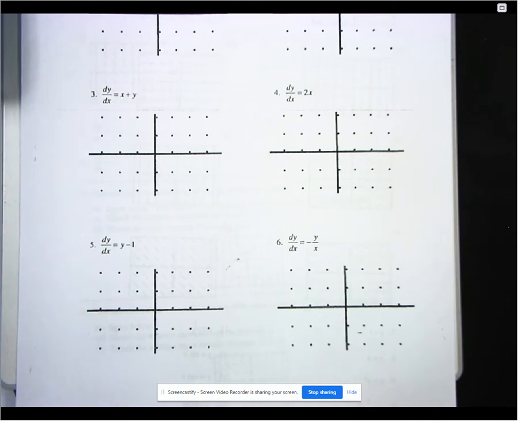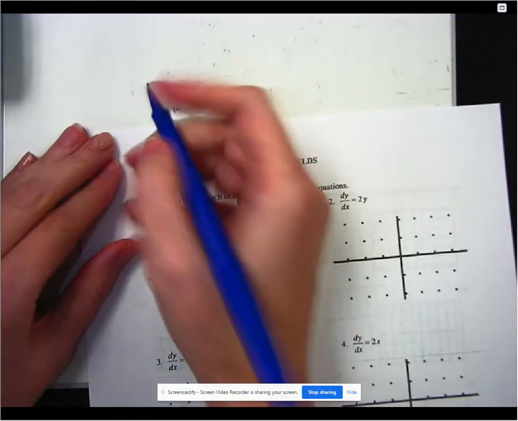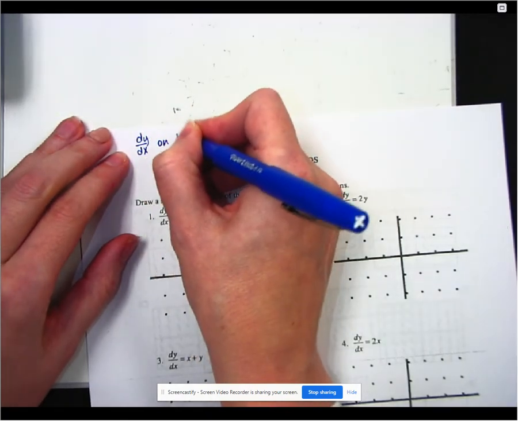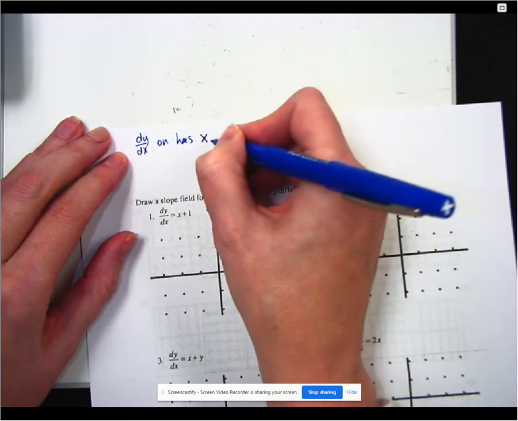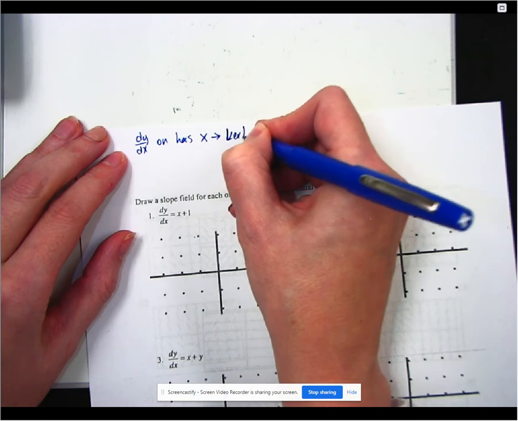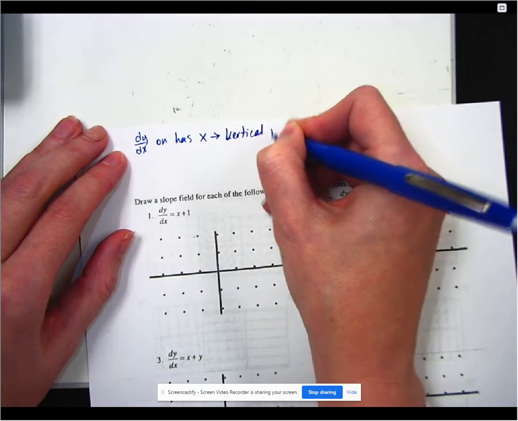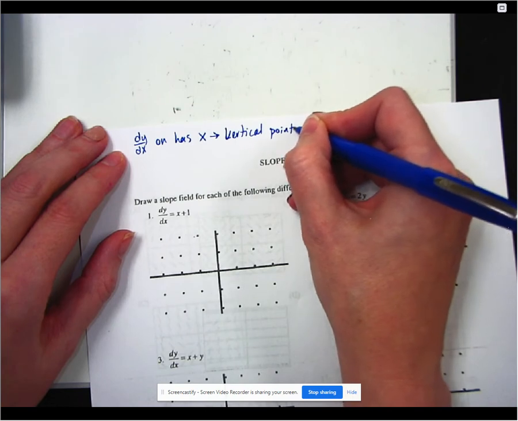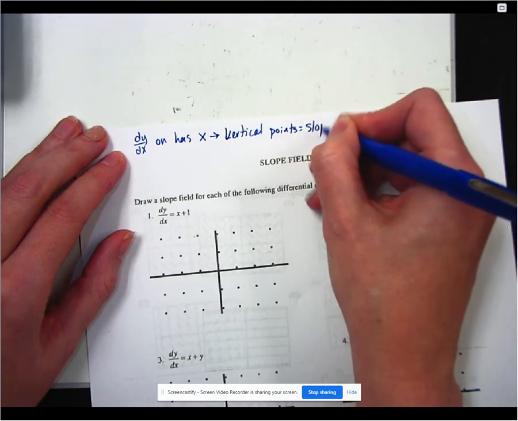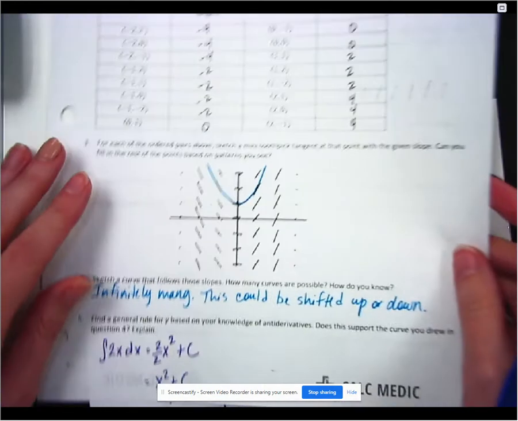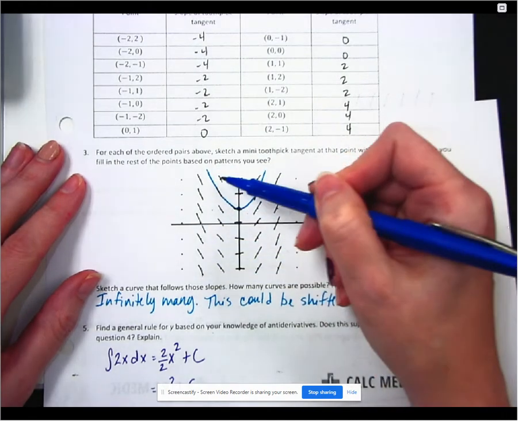So don't forget that when your differential equation only has x, that means the points along a vertical line are going to have equal slopes. I worded that kind of weird, it's hard to word. That's like this one right here, where as you go down each vertical line, the slopes are equal.